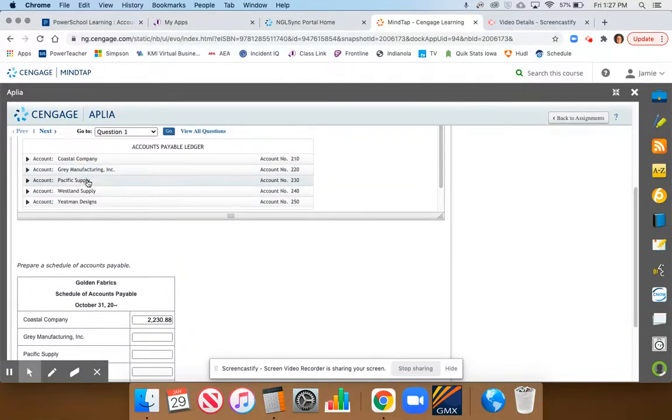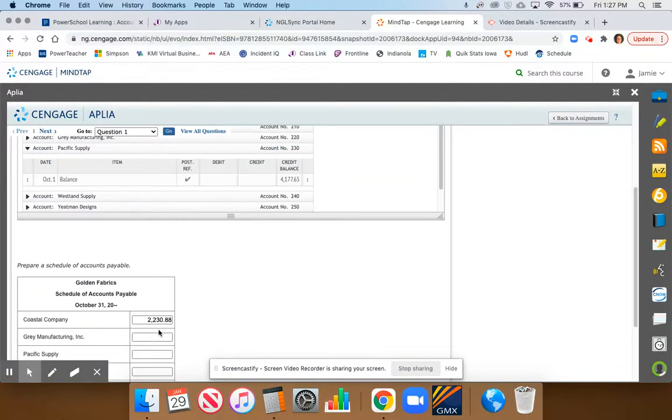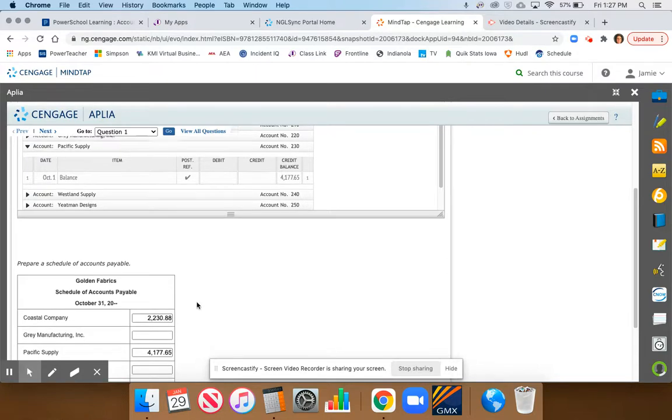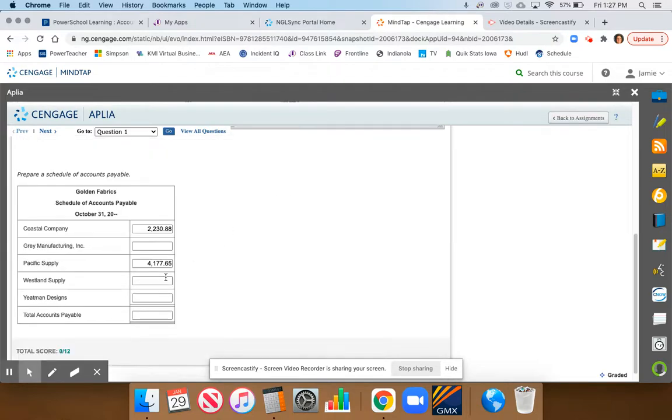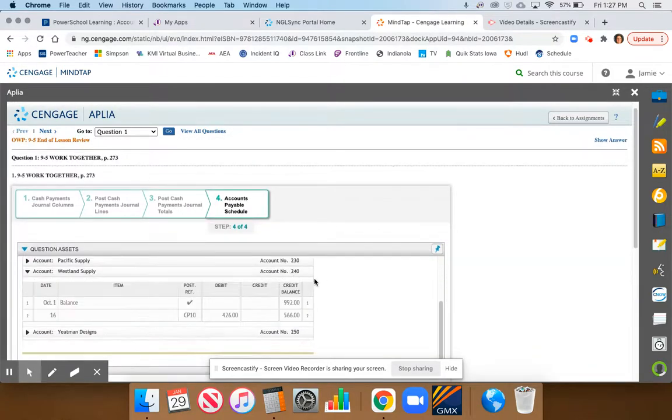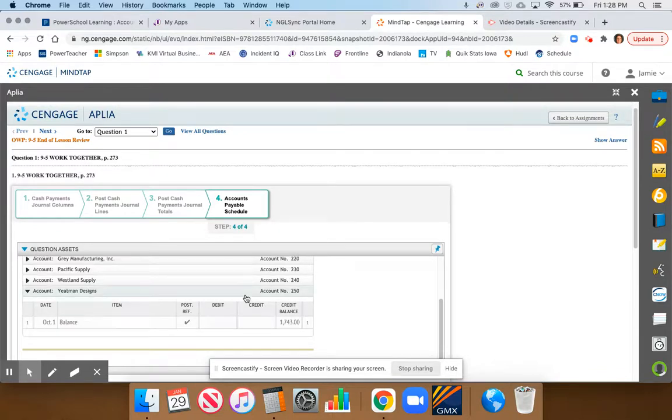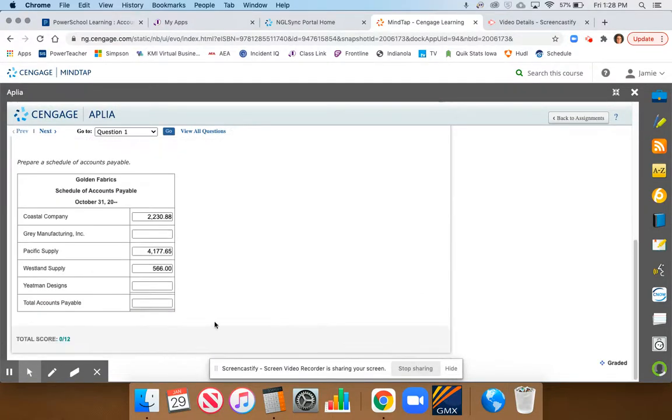Pacific Supply has a balance of $4,177.65. Westland Supply has a balance of $566. Yeatman Designs, expand their ledger, they have a balance of $1,743. And then that is all of our accounts.